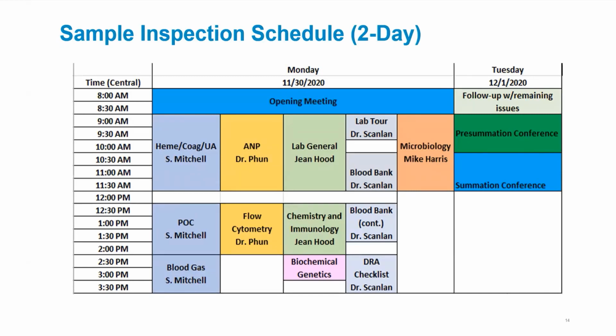Here is a typical schedule for a domestic laboratory inspection. Most of the inspection will be completed in one day, and depending on the virtual platform used, each team member can work in their own breakout room or set up their own virtual meeting with the laboratory staff to participate in the inspection of their department. Everyone will reconvene the next morning for a touch point or follow-up on any outstanding issues and complete the inspection and summation conference.